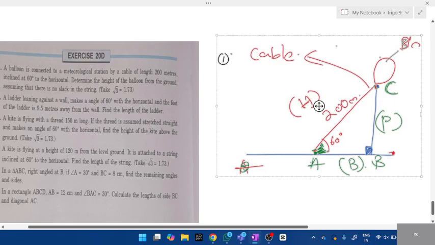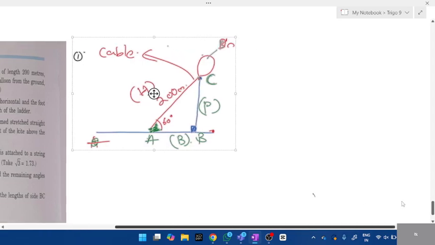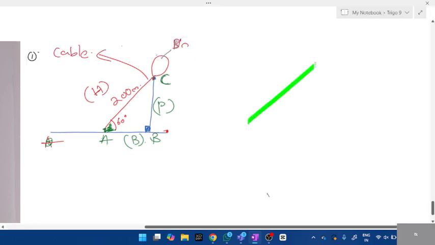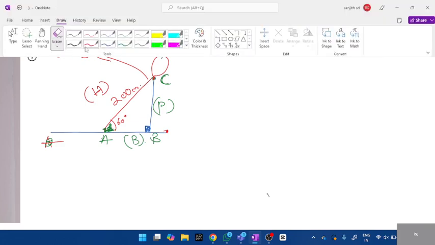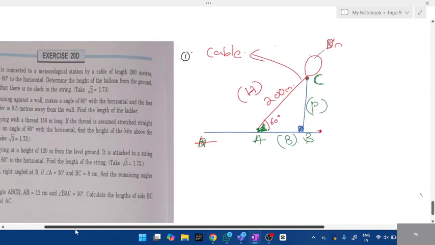No, not AC. AC is the thread, students. How do you determine height? Do you determine height when you're standing straight or when you're slanting? Straight, right? Whenever you measure height, you have to stand straight. So which line is straight here? AB, BC, or AC? BC is straight.